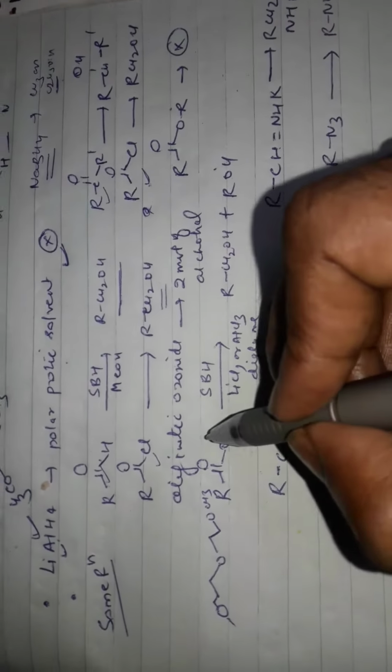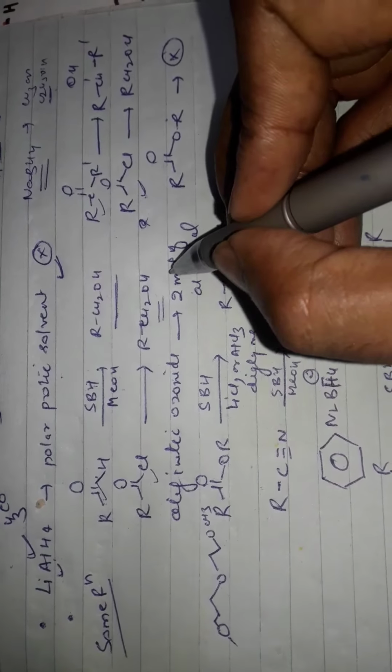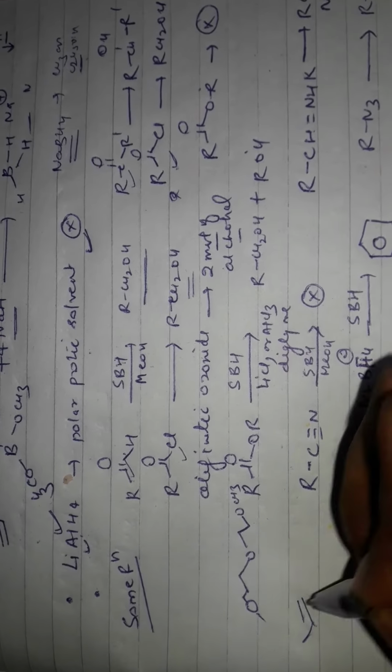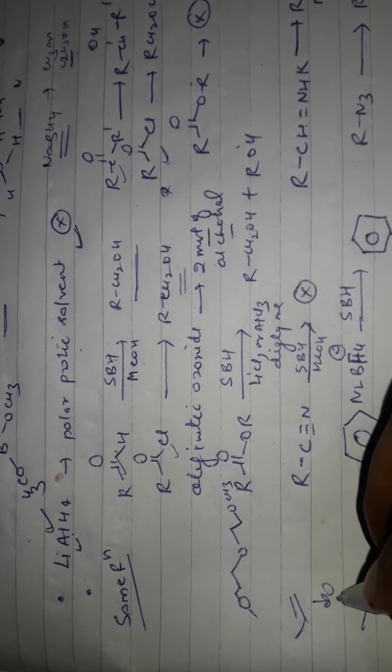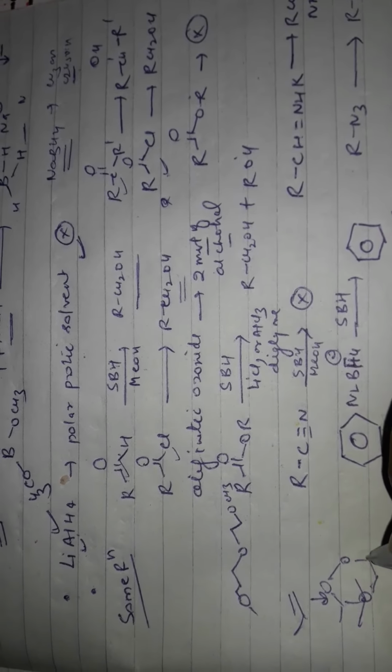And for olefinic ozonide, if you add sodium borohydride in methanol, it reduces to 2 moles of alcohol. Suppose this one is the double bond. In olefinic ozonide, first of all it forms this type of complex structure, and after that it forms 2 moles of alcohol.